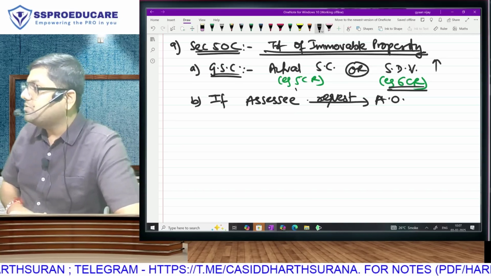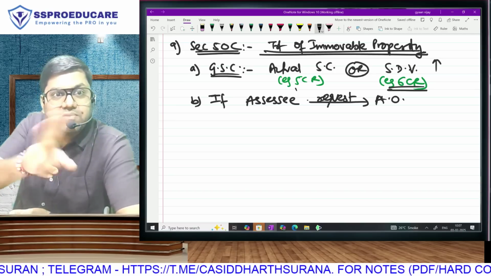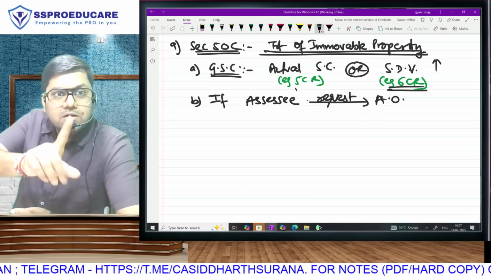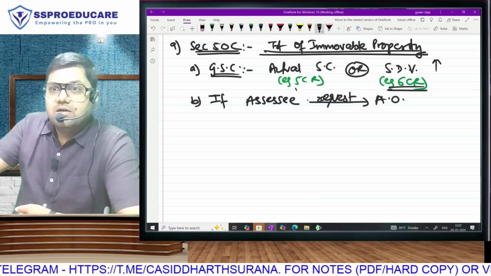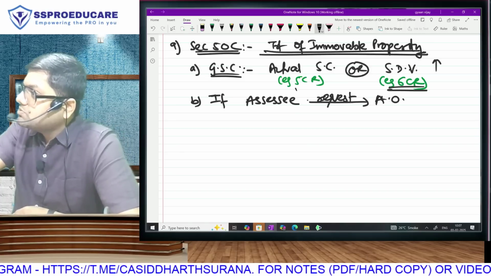So, I will pay tax only on 5 crore. The assessee is requesting. You are understanding the request? The conversation between the AO and the assessee? The assessee is saying, sir, I have received only 5 crore. So, AO ma'am, I will pay tax only on 5 crore.